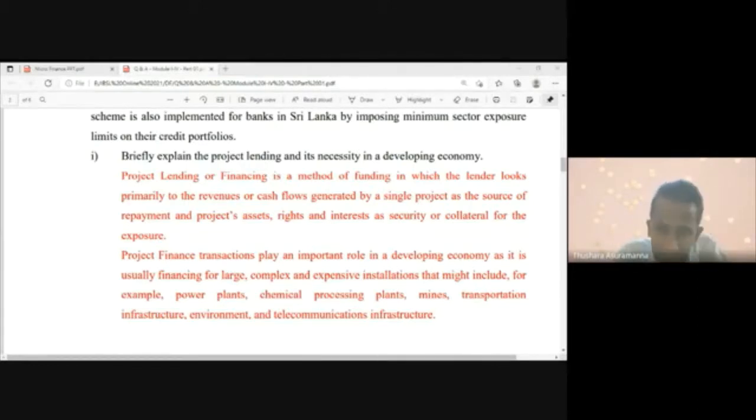Number two, he spoke about project assets as a collateral. That's also two.